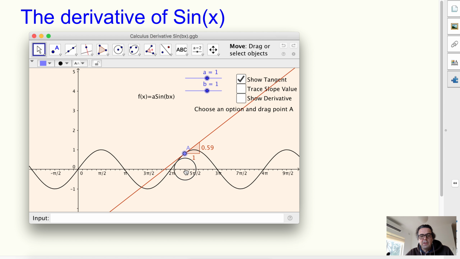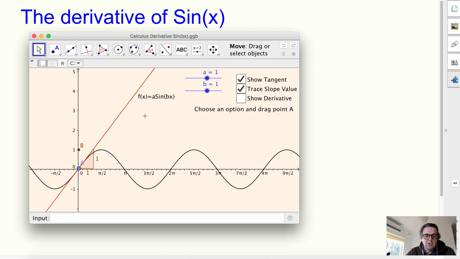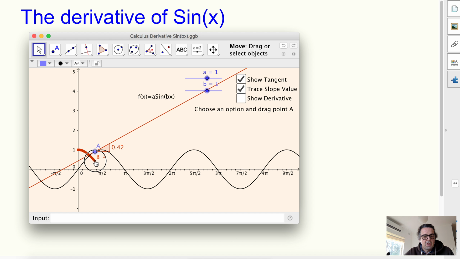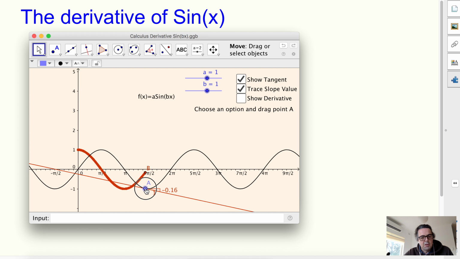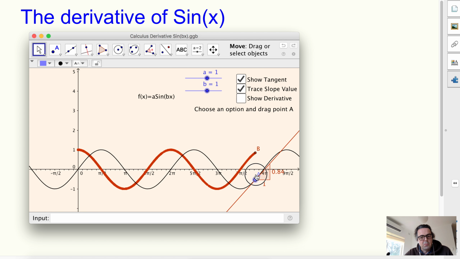So this instantaneous rate of change, I want a function for that, the derivative function of sin x. So what we can do is trace that slope value. And notice that it starts at 1, and then it goes down to 0, all the way down to -1, and then it comes up again, back to 0, et cetera. And you can see what function gets its shape here.